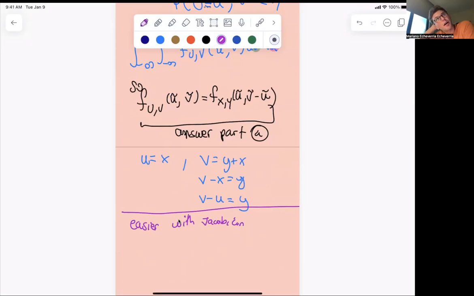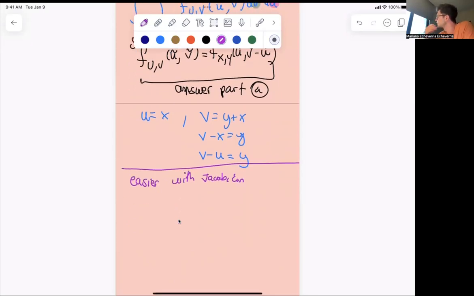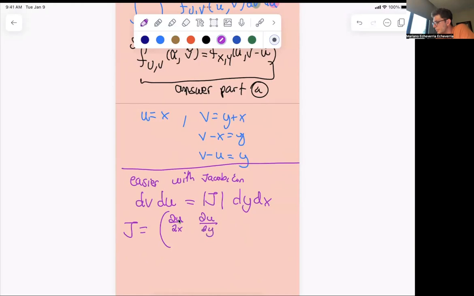Here you don't see it because it's 1, but in general, if you remember the change of variables, dv du is the absolute value of the Jacobian times dy dx. The thing is, what was the Jacobian? In which order do you do it? You do the derivative of u with respect to x, and then u with respect to y on top, I think. Well, that won't matter too much in particular because the determinant is the same as the transpose, so that's fine. But yeah, you can put the u variables here first.